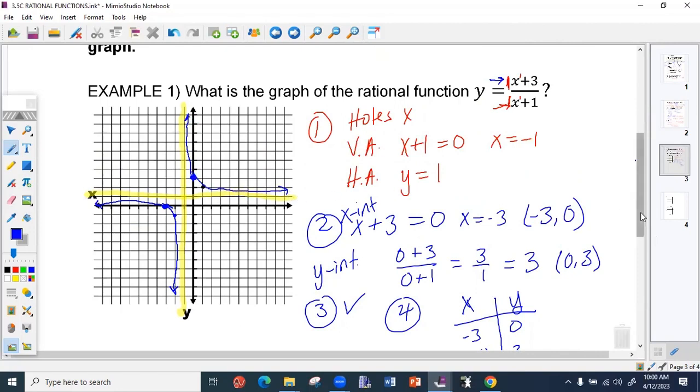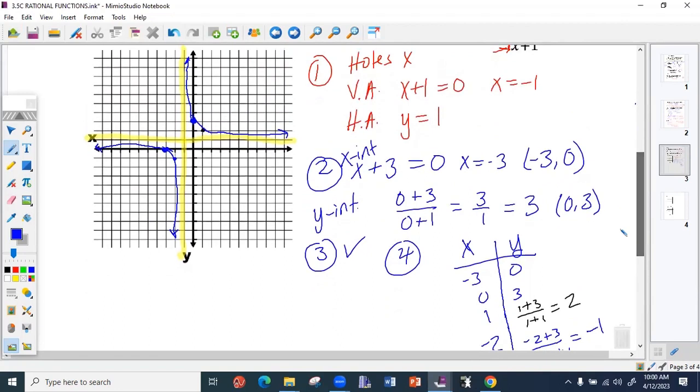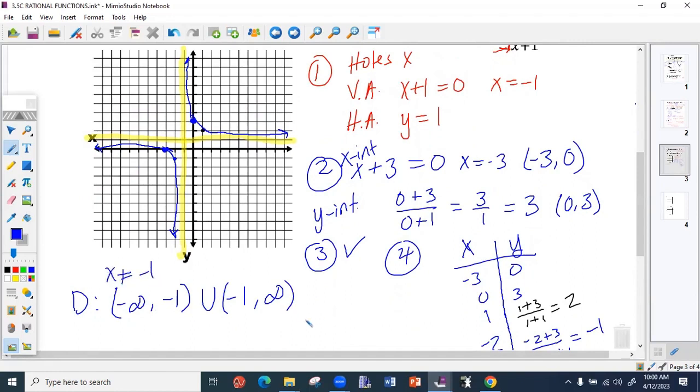Okay, so from here, you should be able to define your domain and your range. Your domain goes from left to right. If I'm going all the way to the left, where do I start? -infinity. And what causes me to stop? My asymptote. So I stop at -1. I continue from -1 to infinity. And this is because x cannot equal -1.